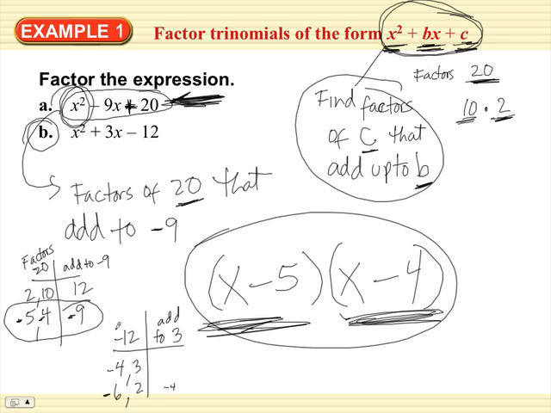Factors of negative 12 that add up to 3? Anybody? Okay, if we wanted the solutions, yes, we would. But for factoring, it has to multiply to get negative 12 and add to get 3. You find that? No. Some people forget to do the obvious 1 and 12, but that still doesn't help us.